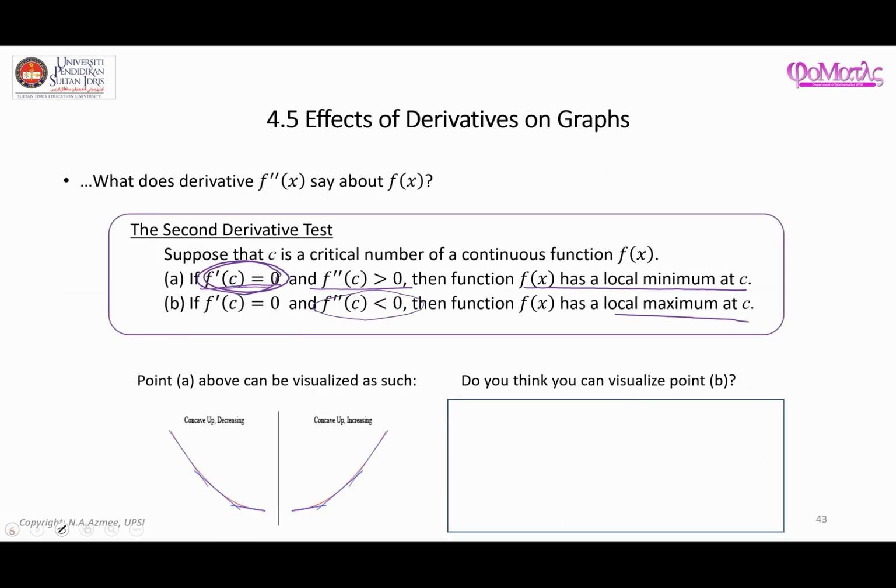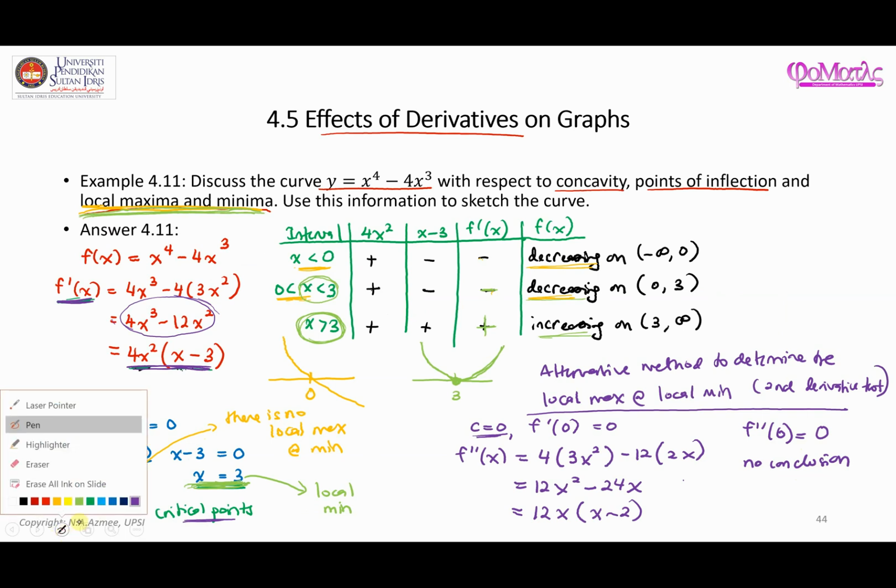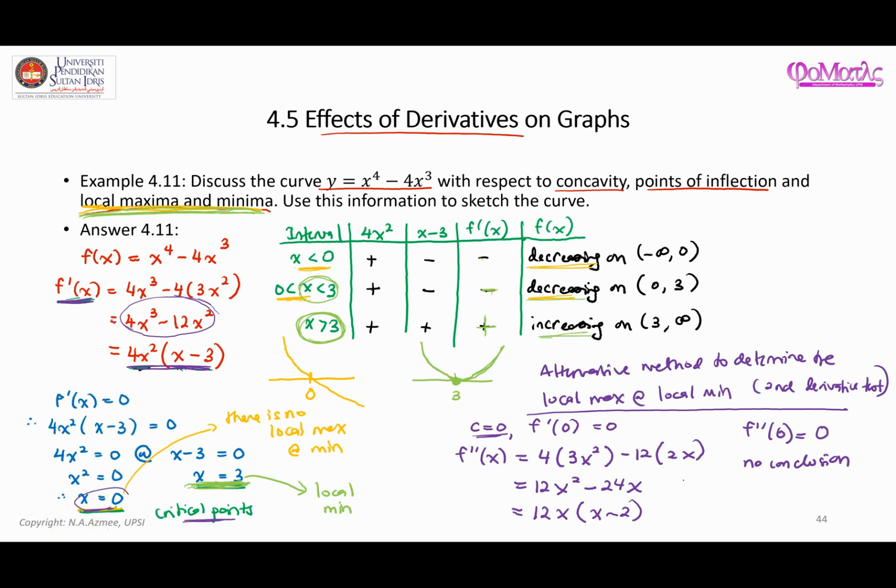Because according to the second derivative test, it is either greater than 0 in order to be the local minimum, or less than 0 in order to be the local maximum. And in this case, since the answer is 0, that means there is no conclusion, which is similar to the one that we have obtained here. There is no local maximum or minimum at this point. So now let us check for x equals to 3. So what happens when c is equal to 3? The critical point is 3.